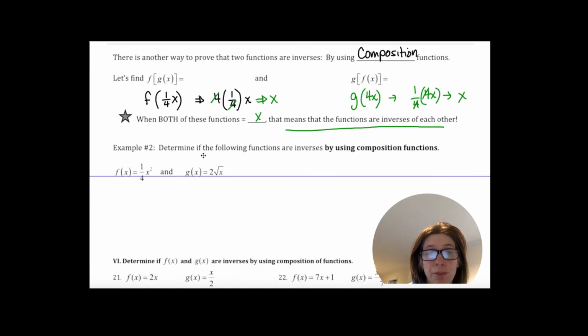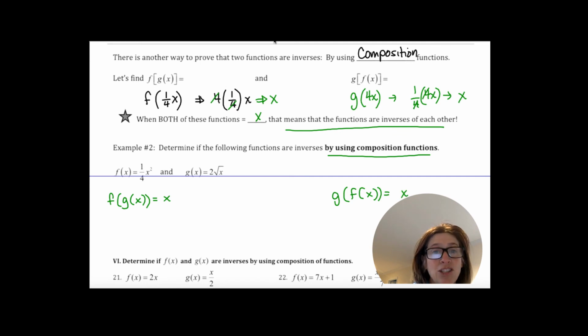All right, so we're going to test it. We're going to determine if the following functions are inverses by using composition, okay? So we're going to use the composition of functions. That means I have to do f of g of x and see if it equals x. And I have to do g of f of x and see if it equals x. All right, so I'm going to do f at 2 root x. Remember, that's going to get plugged into the f function wherever there's an x. So I'm going to get that plugged in right here.